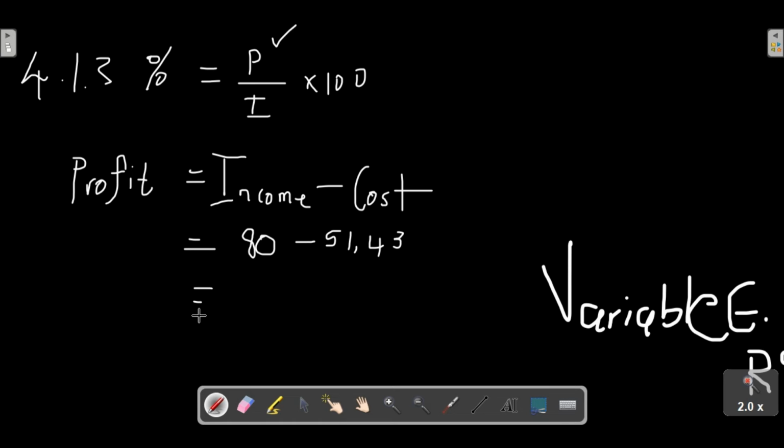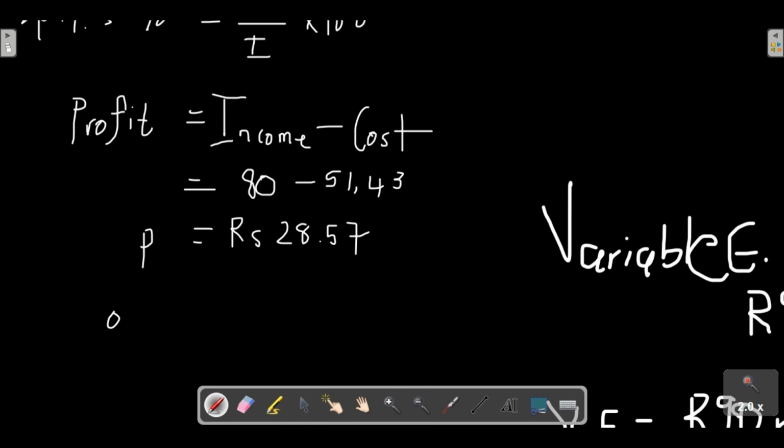And now the profit will be, so take our calculators, 80 minus 51.43. And our answer is 28.57. So profit is 28.57 rupees. That's the profit that he will make on one plate. And now let's calculate the profit margin.